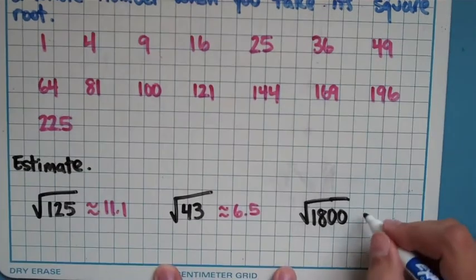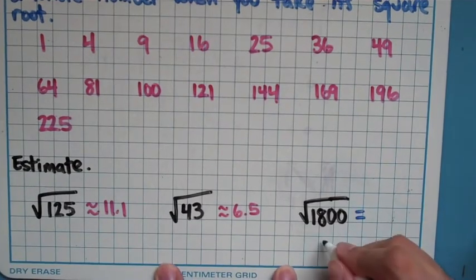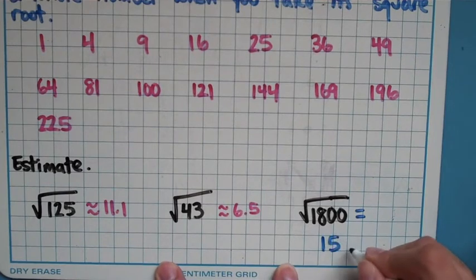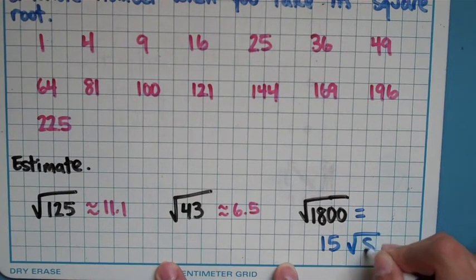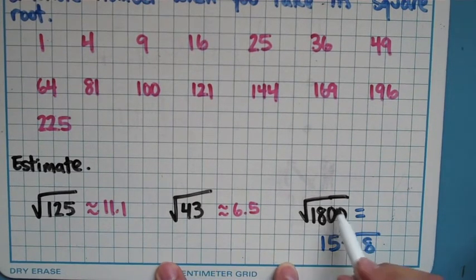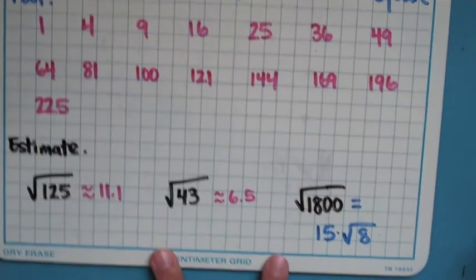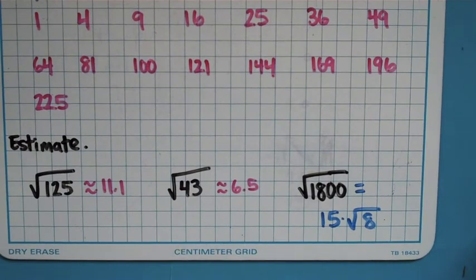So, one thing we can do, there's something called simplifying a square root, and that's what I'm going to teach you guys in the next video. But it turns out that this is the same thing as 15 times the square root of 8. If you don't believe me, you can type both of these things in the calculator, square root of 1800, 15 times square root of 8, you'll get the same answer. I'll go into the next video how I got that.